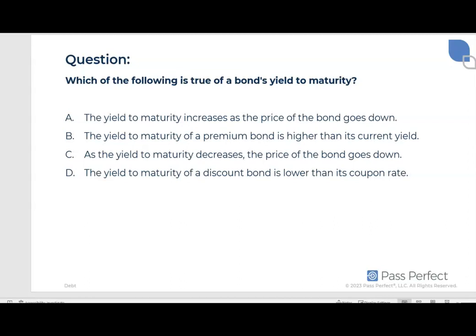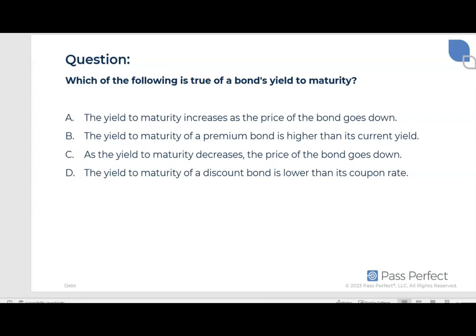Which of the following is true of a bond's yield to maturity? Remember, yield to maturity is the rate of return assuming it's held all the way to the maturity date. And on the seesaw, that's the far end of the seesaw, where the bond is held all the way to the end, like the end of the seesaw goes up and down the most.